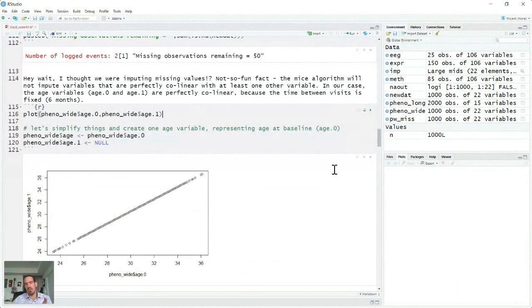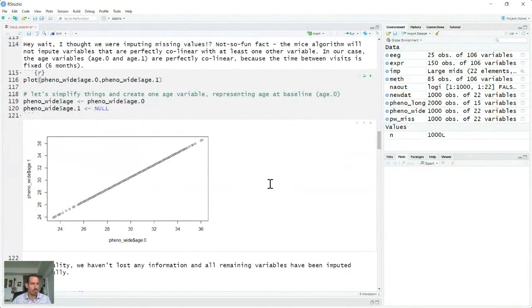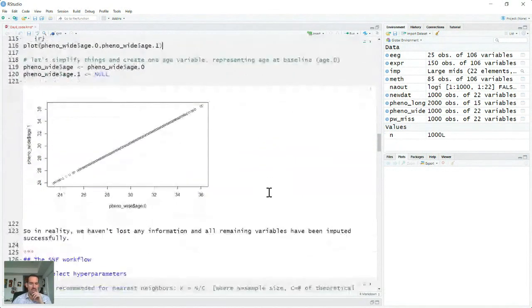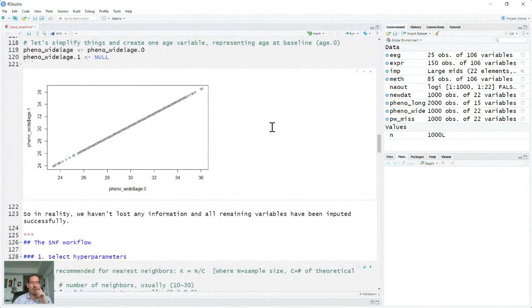So this means if you knew someone's age at the variable age 0 at the start of the study, you know exactly what their age is going to be at age 1. And just plotting it out, you can see they're obviously perfectly correlated. So the algorithm just said, hey, look, do your own work. We only have to impute one of these, and maybe not even that. So there's no point in running an imputation.